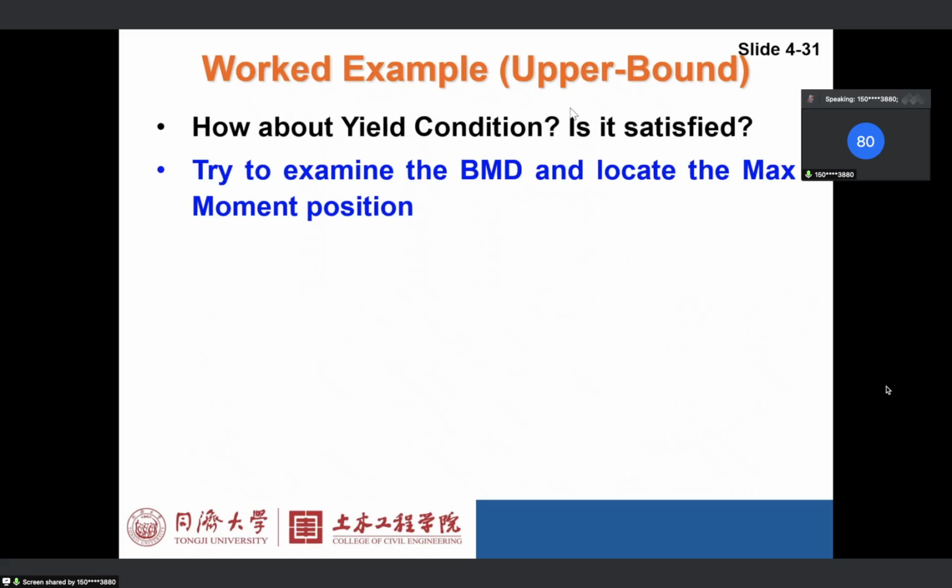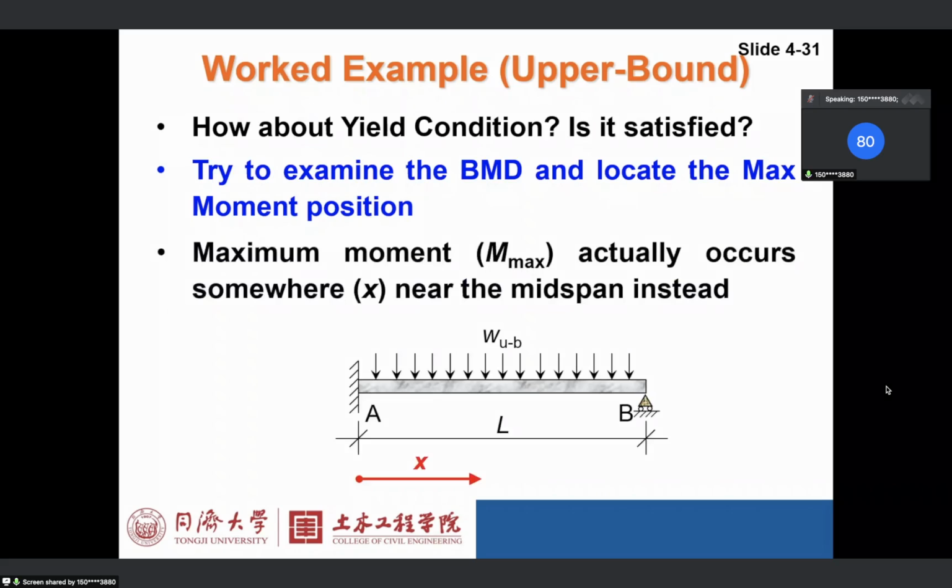How about yield condition? Is it satisfied? We try to determine the bending moment diagram to locate the maximum bending moment location. It's a little bit tricky, but it can be solved. So now we have WB.